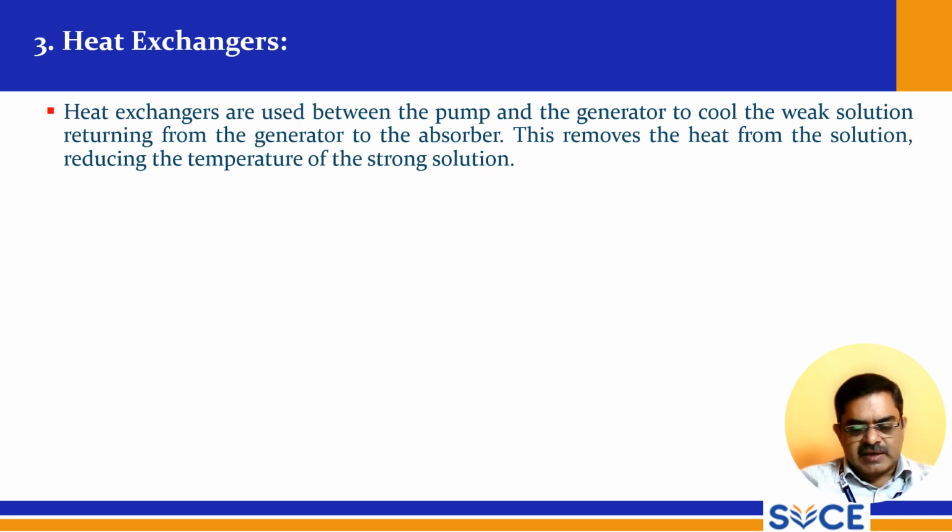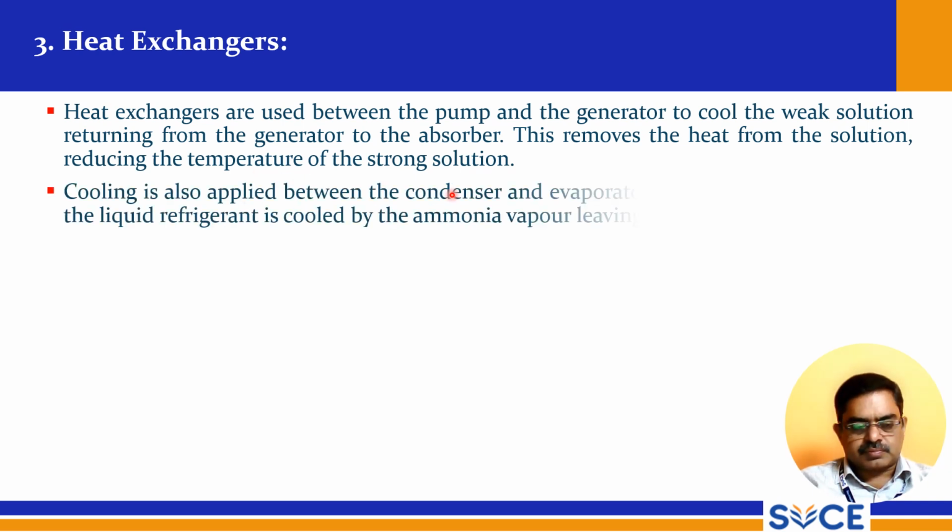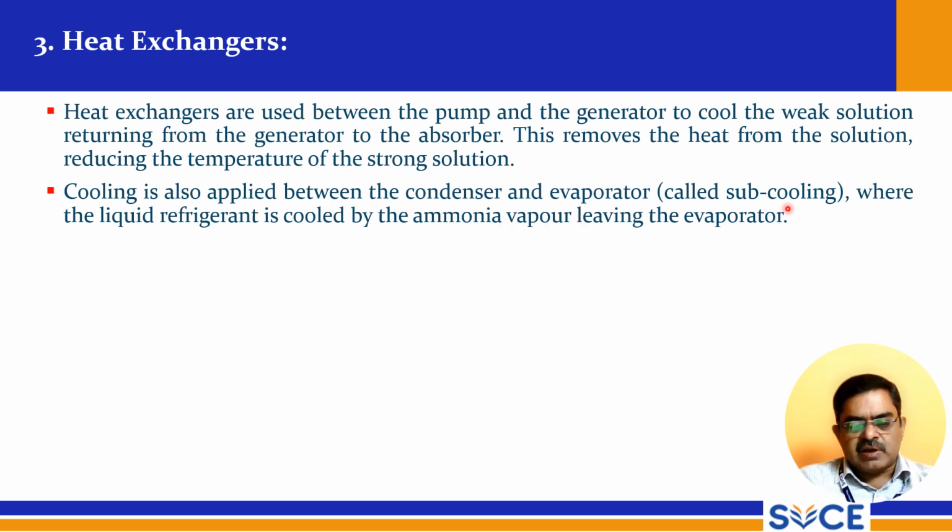Then we have heat exchangers. We have two heat exchangers as shown in that figure. Heat exchangers are used between the pump and the generator to cool the weak solution returning from the generator to the absorber. This removes the heat from the solution, reducing the temperature of the strong solution. And cooling is also applied between the condenser and evaporator. It is called a subcooling process, where the liquid refrigerant is cooled by the ammonia vapor leaving the evaporator.